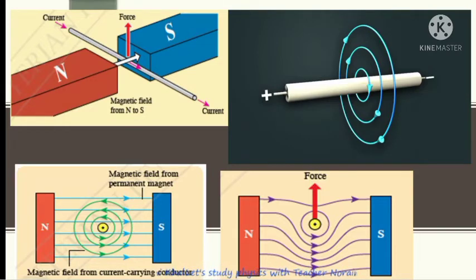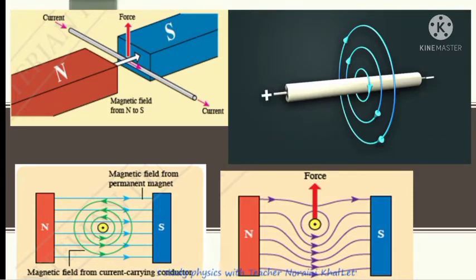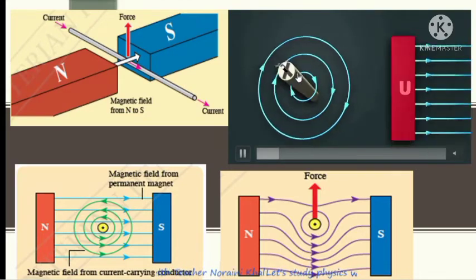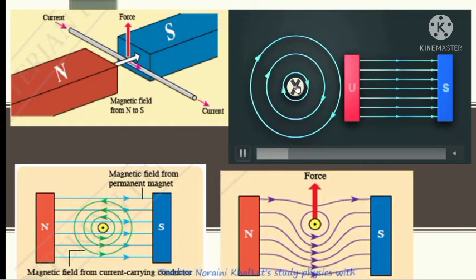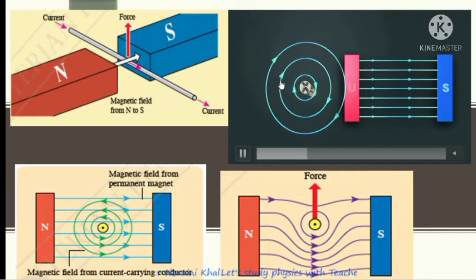You can observe when direction of current is reversed, that is current flowing into the screen. Look at the pattern of catapult field that is produced for this case. This is a straight wire. Direction of current is into the screen. So we use the symbol cross.